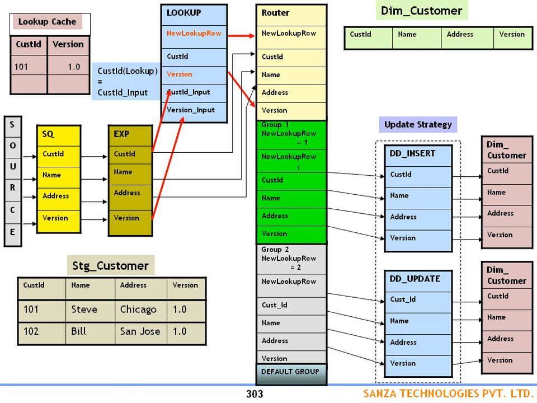So in the router group 1 condition, I change the condition to new lookup row is equal to 1. So I go and insert the data into my cache. Insert the data into my target table.